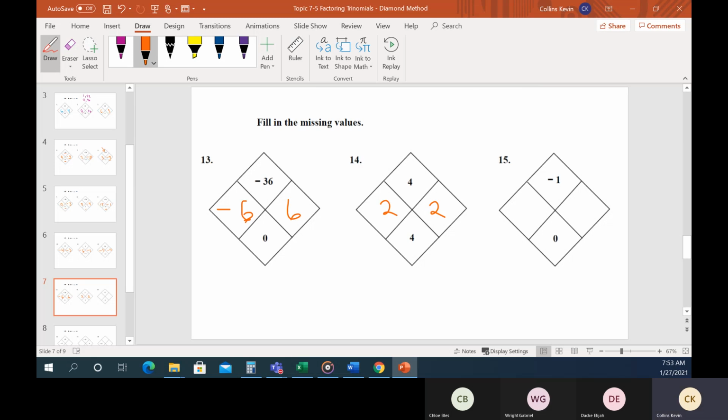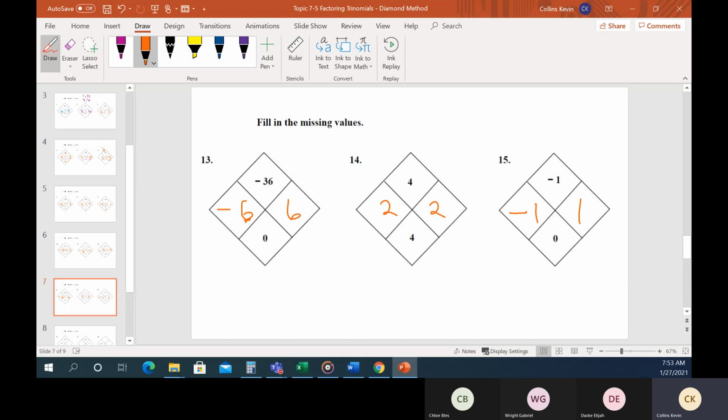All right, how about this guy? So this guy's negative 1, but they add together and give us 0. What are we going to get this time? Yeah, 1 and 1. And then since it's negative 1, one of these guys has to be negative. So that's our guys.